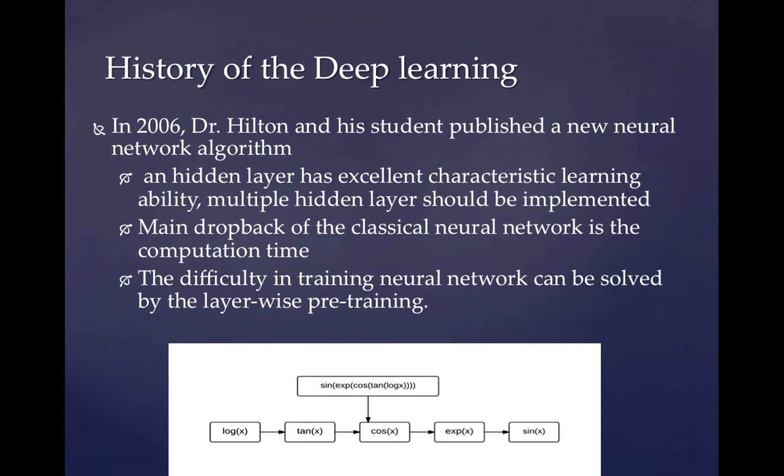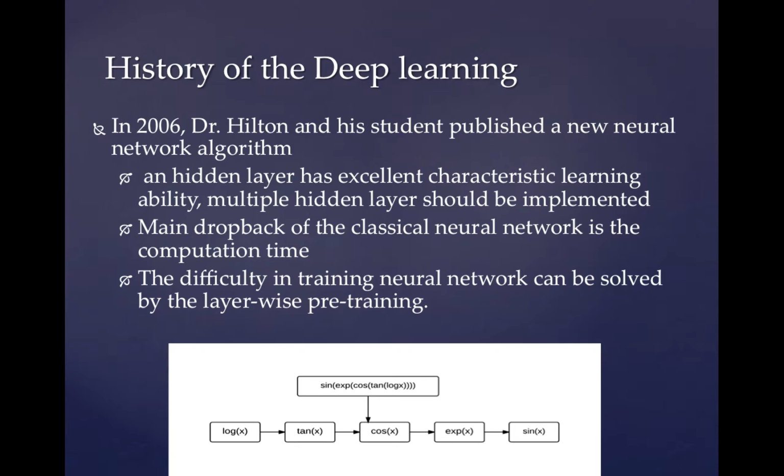In 2006, Dr. Hinton in Toronto published a new neural network algorithm. He showed that artificial neural networks with many hidden layers have excellent feature learning ability, which is able to gain more fundamental characteristics of the data. The main drawback of the classical neural network is that the computation time is very, very slow. And he treated these problems by layer-wise pre-training.